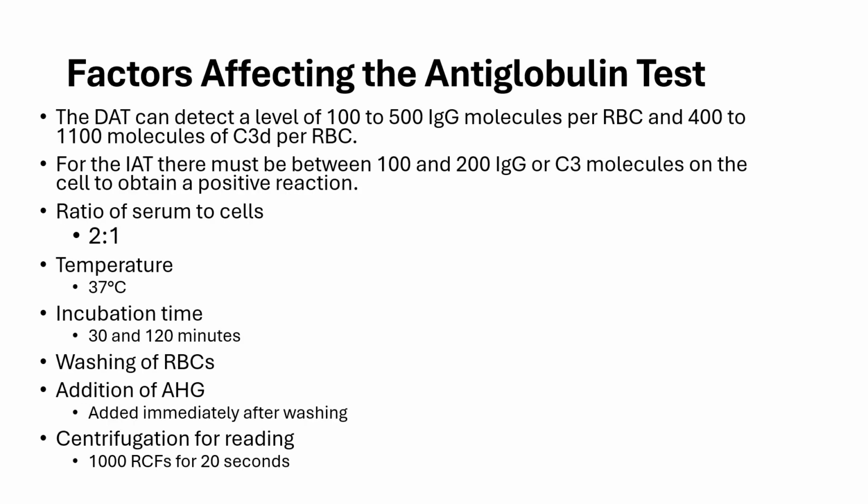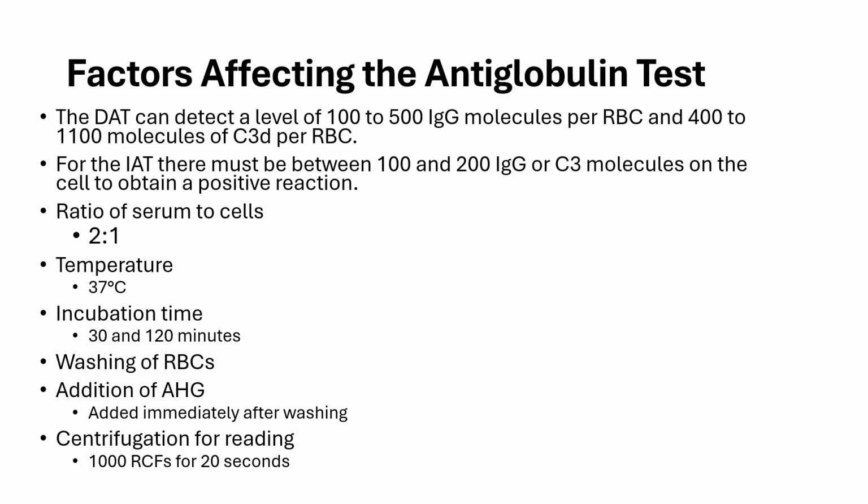Factors that can affect the antiglobulin test: temperature. Sensitization best occurs at body temp, so 37 degrees Celsius. Incubation time has to be sufficient for the antibodies to have time to bind to those red blood cells. You want your pH to be at the optimal level, 6.5 to 7.5. Ionic strength: a decrease in ionic strength can enhance agglutination. Serum to cell ratio: the recommendation is a 2-to-1 ratio.